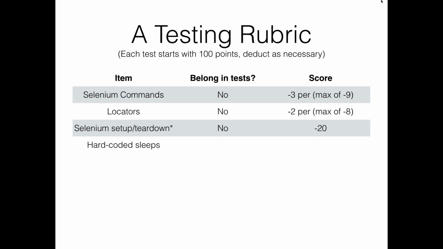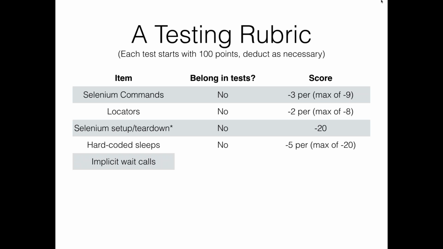And then in terms of weighting, any sort of synchronization that's going on in your testing shouldn't happen in your tests. So hard-coded sleeps, in general, you should never use, but they should also not belong in your tests if you happen to be using them. And if there are any in your tests, then it's -5 for each one, up to 4 of them, which would be a max of 20.